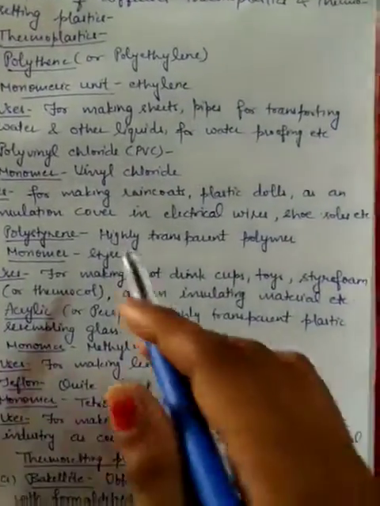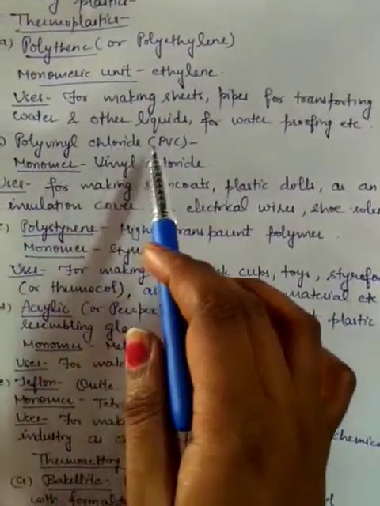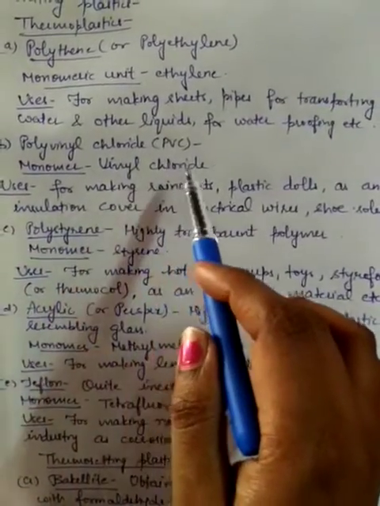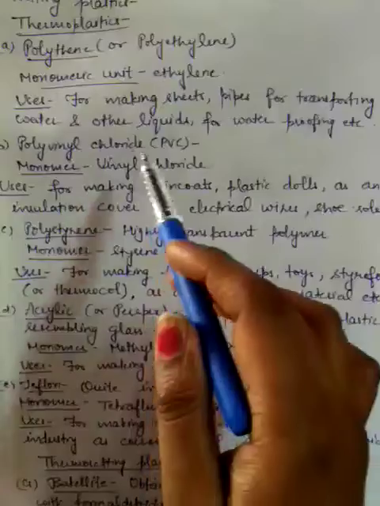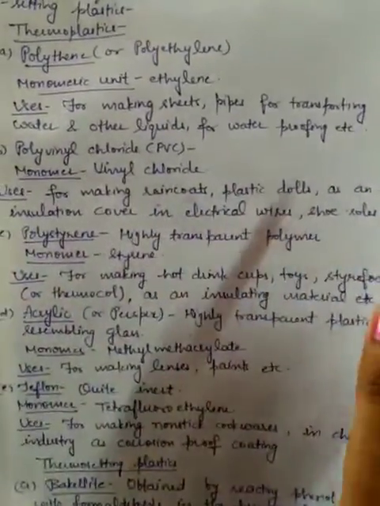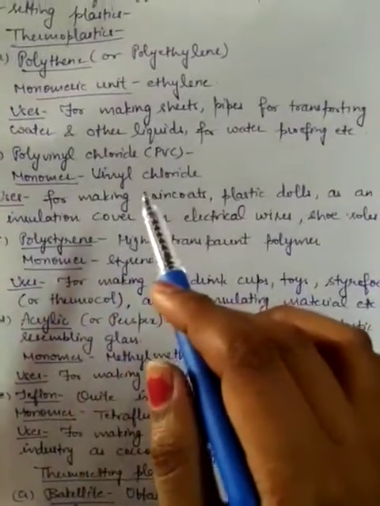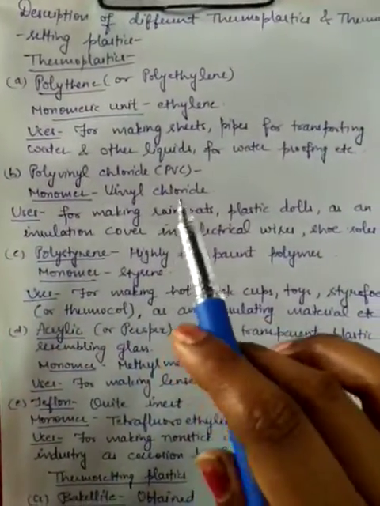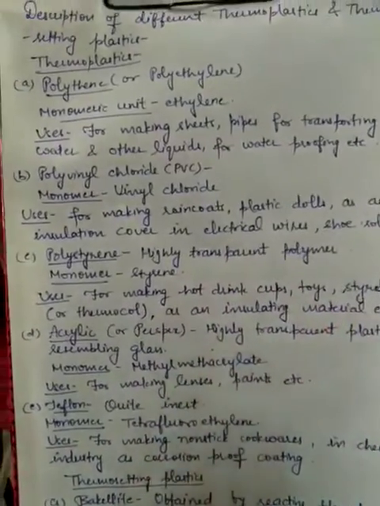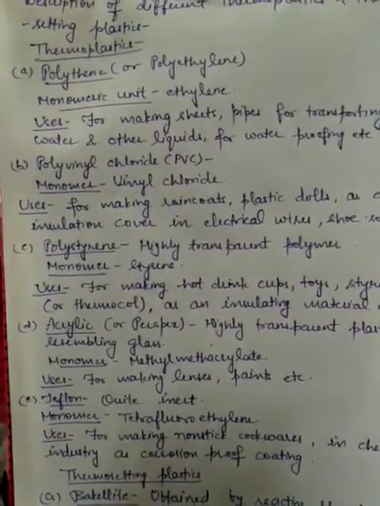Second one is polyvinyl chloride, which is called PVC. Its monomeric unit is vinyl chloride. It means when we join different units of vinyl chloride in a linear arrangement, it forms polyvinyl chloride. So what is polyvinyl chloride? It is like polythene, you can say, but it is tougher, or harder, than polythene.